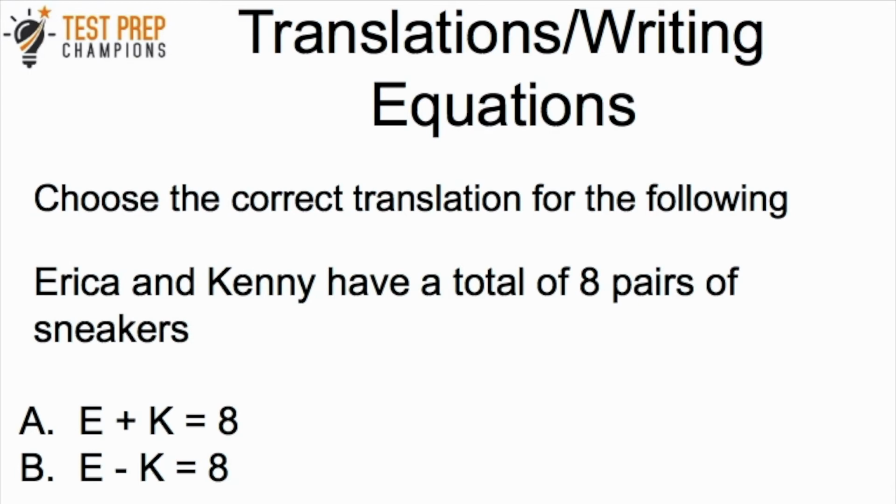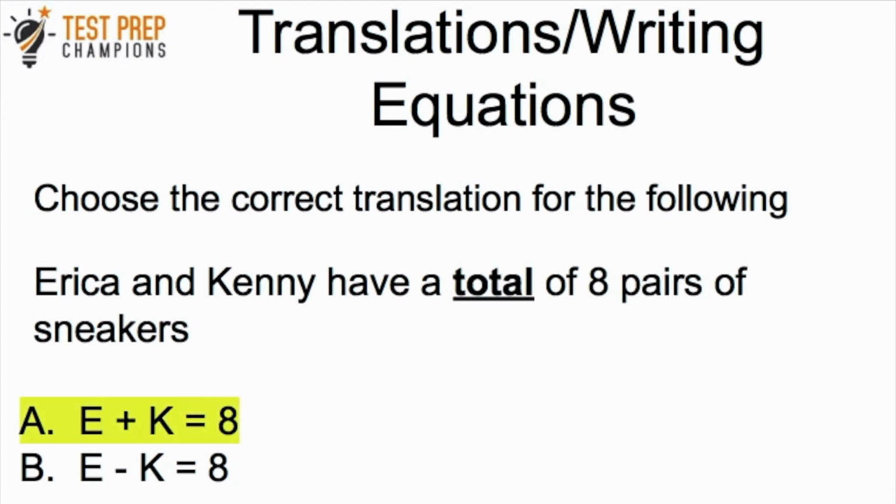Okay, let's keep going here, and we'll get a little bit harder. Maybe it won't be a little bit harder, but try this out here again. Same thing, choose the correct translation. The statement is Erica and Kenny have a total of 8 pairs of sneakers. So does that translate to the equation for A or for B? Pause the video, try it out, and then we'll go over it.